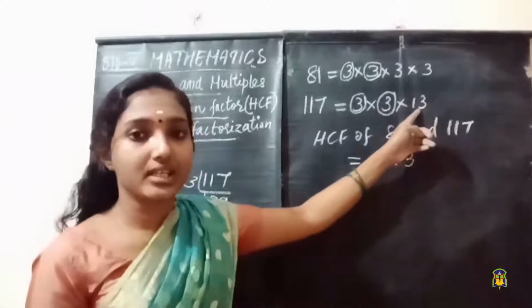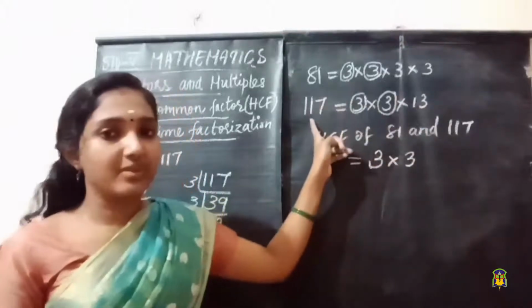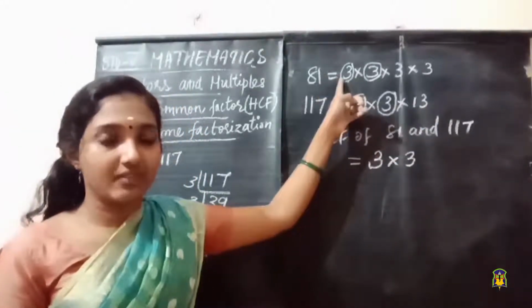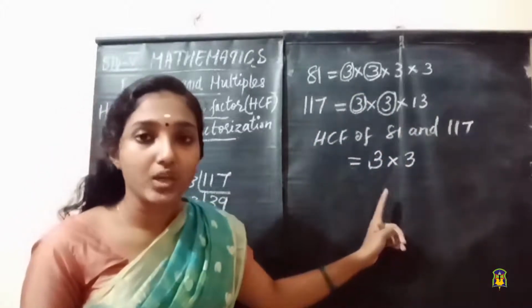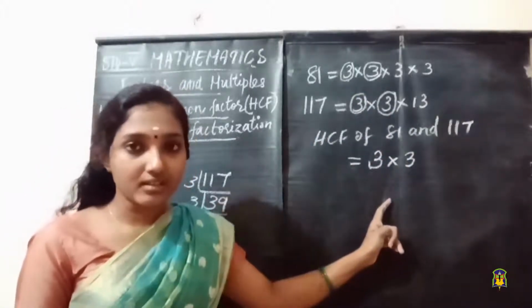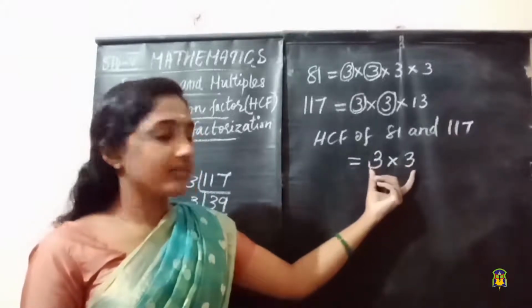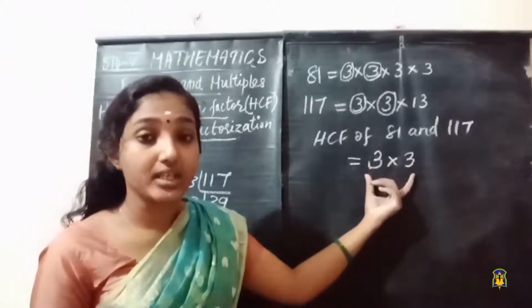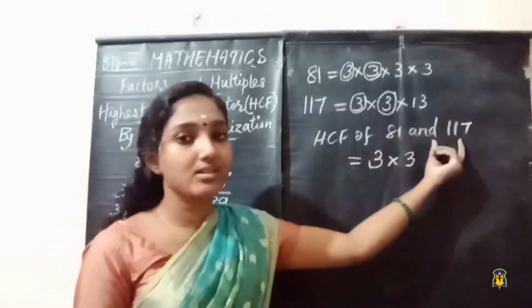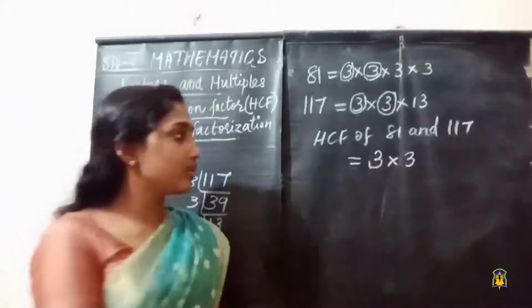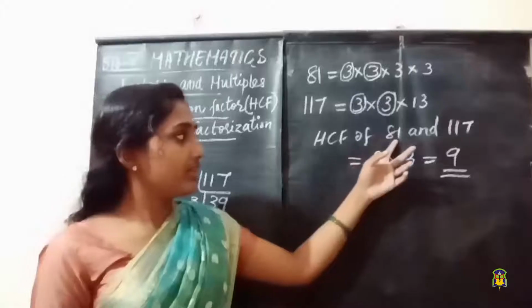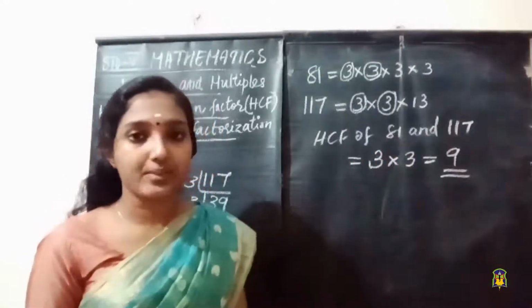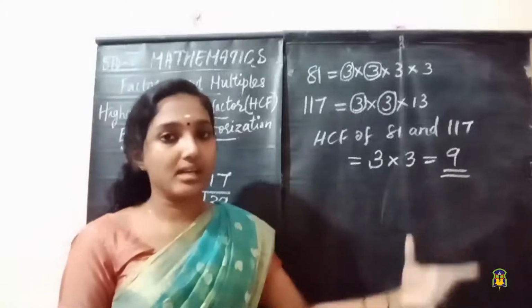Same in the case of 13. 13 is a factor of 117 but not a factor of 81, so we cannot write it in the HCF because we need only the common factors. So the HCF of 81 and 117 is 3 into 3, which is equal to 9.